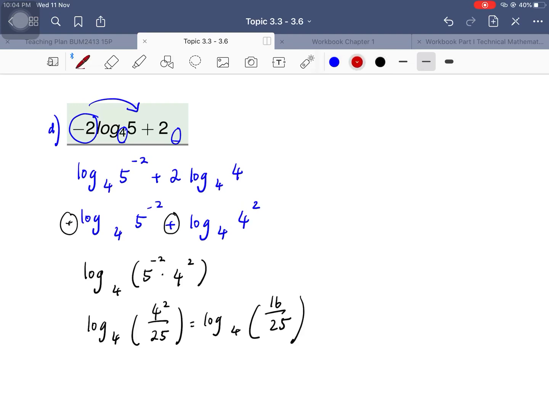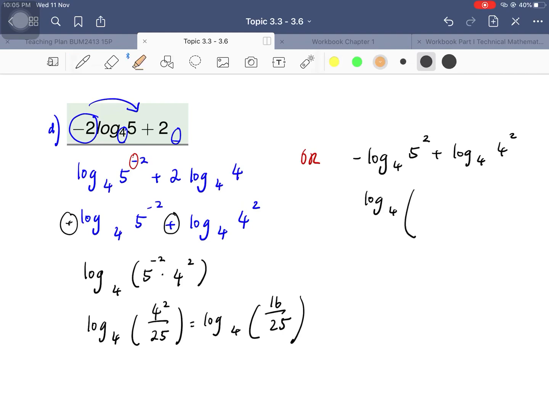Okay, or another way that you can actually do it, or let me put it over here, you can simply leave the negative. If you leave out the negative, it's going to become like this. I'm going to have negative log base 4 of 5 to the power of 2, and then plus log base 4 of 4 to the power of 2. When I put them together, log base 4, this is positive, so it should be on top, so I'll end up with 4 to the power of 2, and this is minus, so it should be at the bottom, so this is going to be 25. So you get the same answer as previously. Whatever you decide to do, both of them are going to give you exactly the same answer.